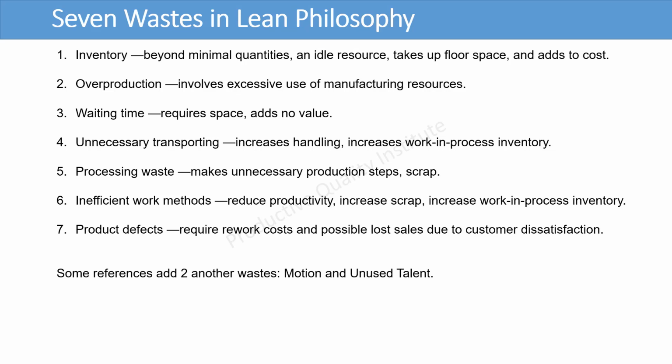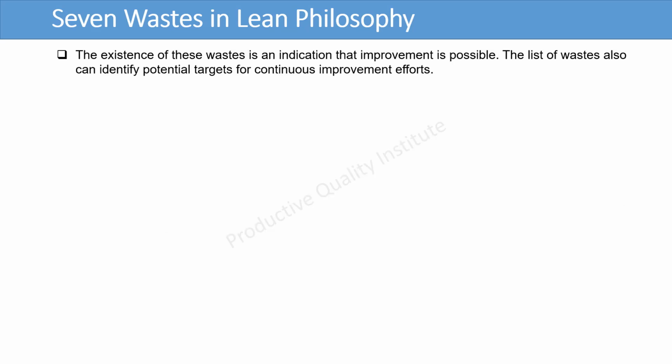The most serious of the wastes is overproduction, which can cause all other types of waste and results in excess inventory. Stocking too much of a product that goes unused has obvious costs: storage, wasted materials, and excessive capital tied up in useless inventory. The existence of these wastes is an indication that improvement is possible. The list of wastes also can identify potential targets for continuous improvement efforts.